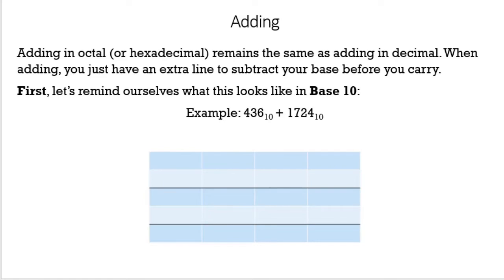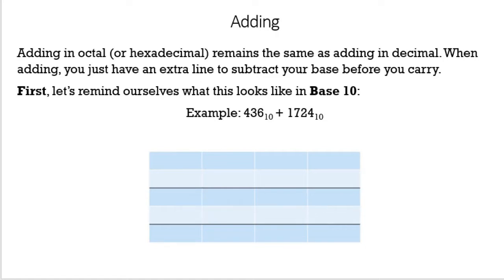When we're adding in octal or hexadecimal systems, it's exactly the same as though we were adding in decimal. So let's have a look at what happens when we're adding in base 10. I know you know how to add in base 10, but let's investigate each step. And if we can explain why we do what we do working in base 10, we can easily translate that to adding in octal or hexadecimal.